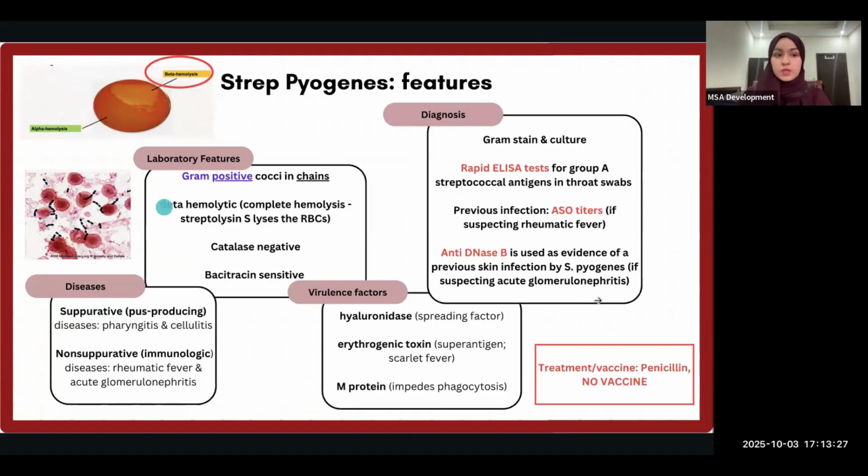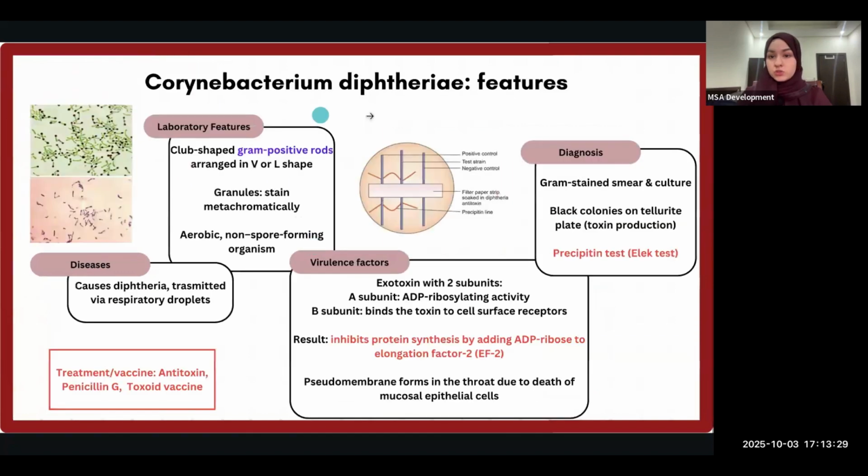And then for corynebacterium diphtheria, the important features in this, also here, this is how it looks like on gram stain. For corynebacterium diphtheria, it is a club-shaped gram-positive rod, arranged in V or L shapes. Like here, they are metachromatic, which is why you have the darkness at the periphery. And they are non-spore forming. The diseases that they can cause include diphtheria. And these are the virulence factors.